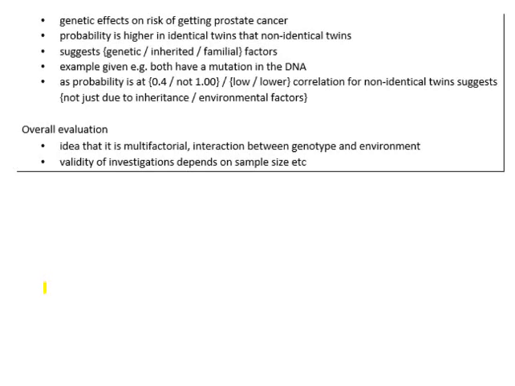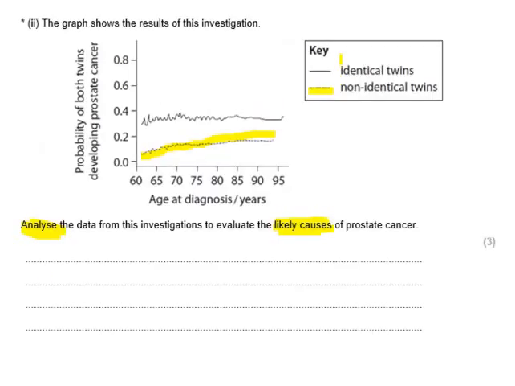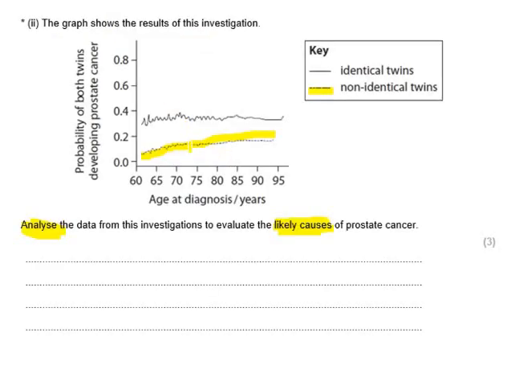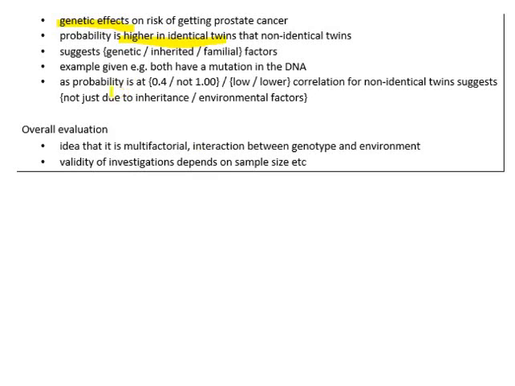And so, from the graph, we can see that identical twins do have a higher probability of both twins getting prostate cancer. And that means that there are genetic effects. The probability is higher in identical twins than non-identical twins, which suggests that there is a genetic factor involved. Now, because the question asks you to analyze, you should be quoting some numbers here. So you may want to choose any point, any age, and just show a difference by reading off the graph. It could be that it means that both of the twins have a mutation in their DNA, and that's why they both get a cancer.